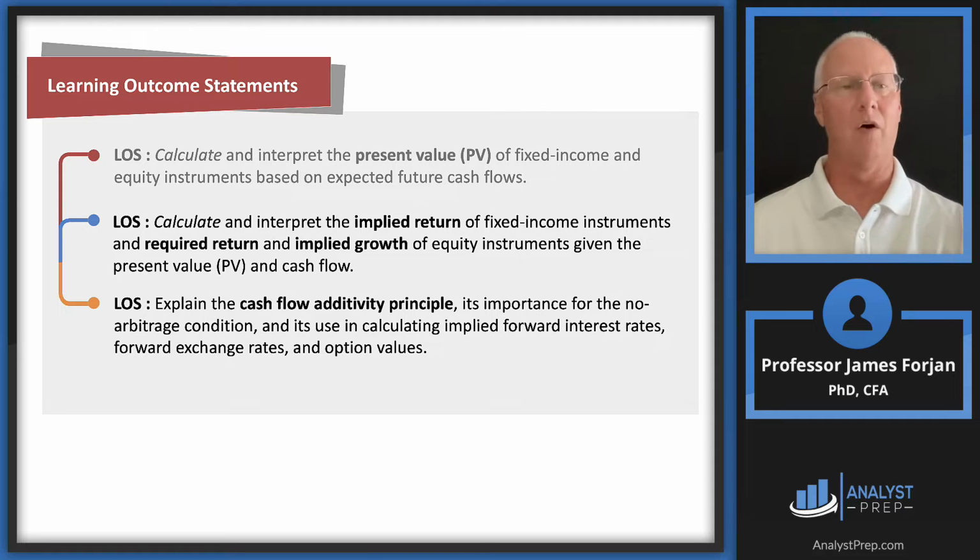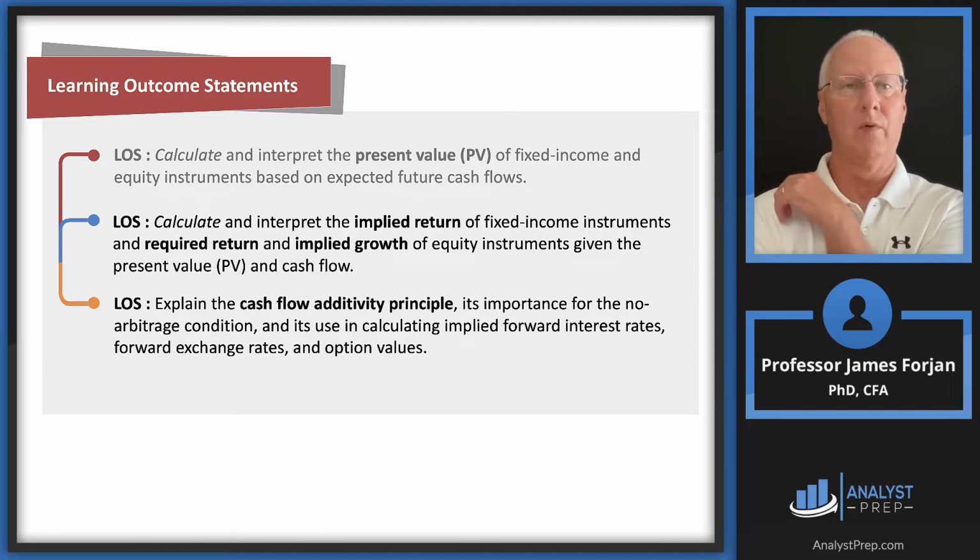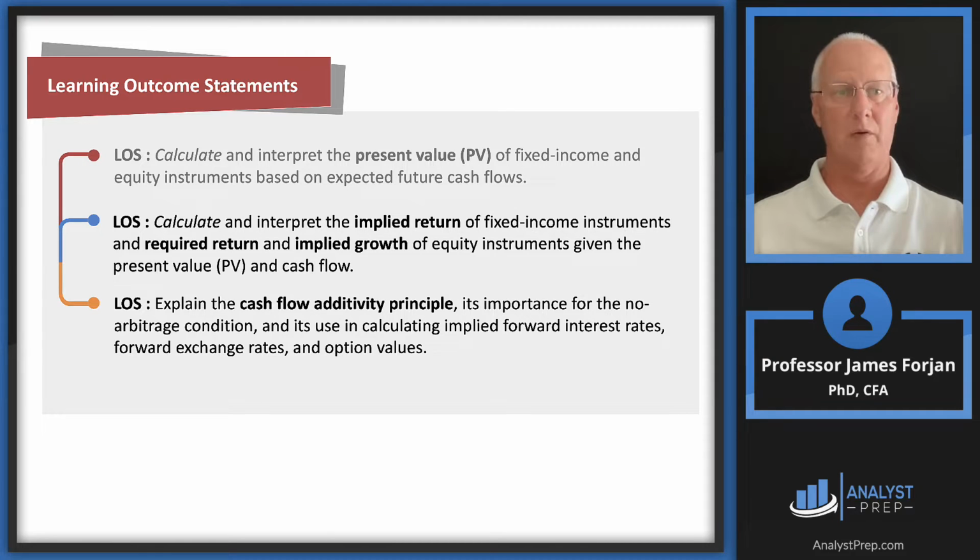I promise I won't keep you that long for these second two LOSs, but I want you to look carefully at the second one. We're going to do the same thing that we did in the first LOS, calculate and interpret, but this is a combination of what we did in the previous learning module and then what we just did in part 1. Recall in part 1 when we were solving for present value, the present value or the price of a bond, the present value or the price of a share of stock, we were given that required rate of return.